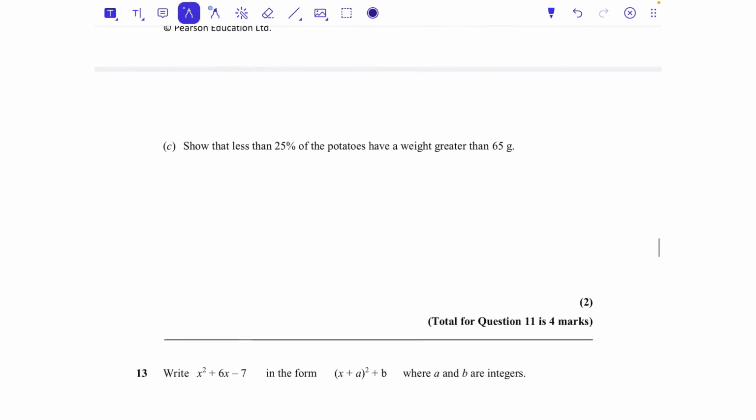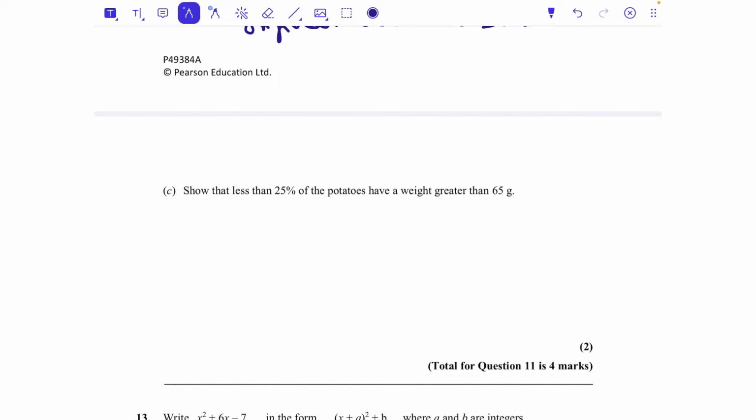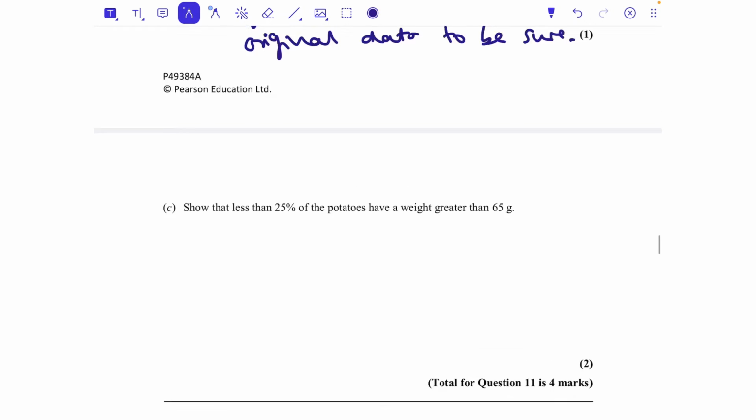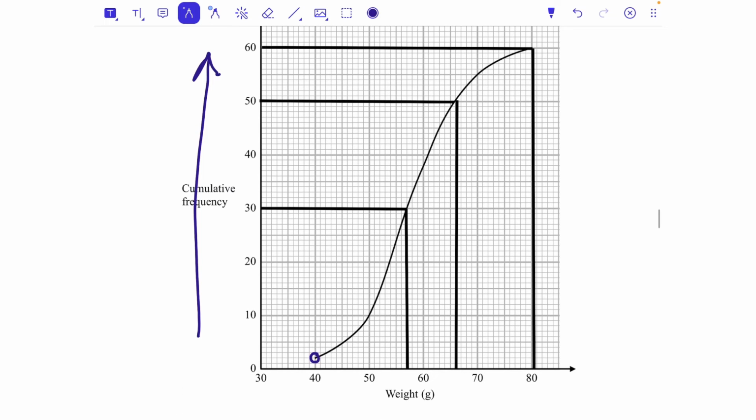Okay, great. Part C, show that less than 25% of the potatoes have a weight greater than 65. So let's see how many have a weight greater than 65. To do that, I'm going to go up at 65, which is going to be here, and go across, and that pulls me across to 49. So that does not mean that 49 potatoes were more. We can see that the ones that weigh more are going to be these ones above.